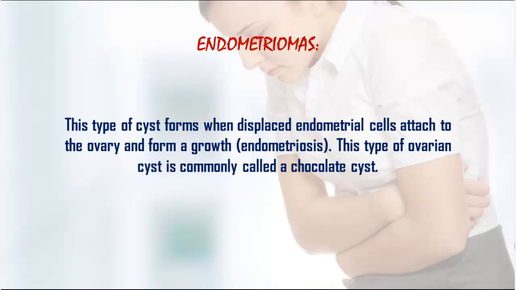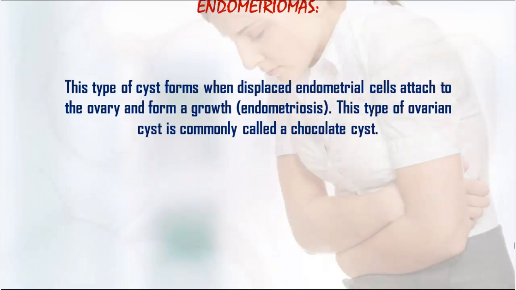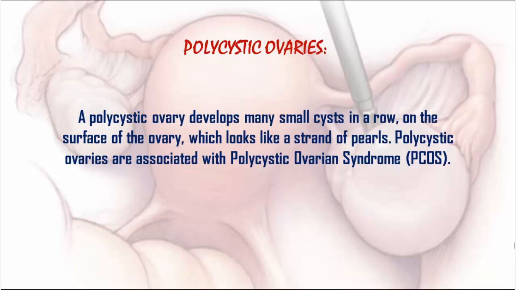Endometriomas. This type of cyst forms when displaced endometrial cells attach to the ovary and form a growth, endometriosis. This type of ovarian cyst is commonly called a chocolate cyst. Polycystic ovaries. A polycystic ovary develops many small cysts in a row, on the surface of the ovary, which looks like a strand of pearls.